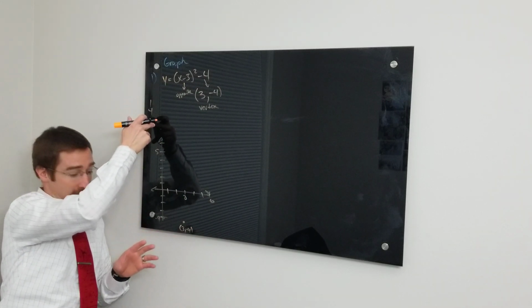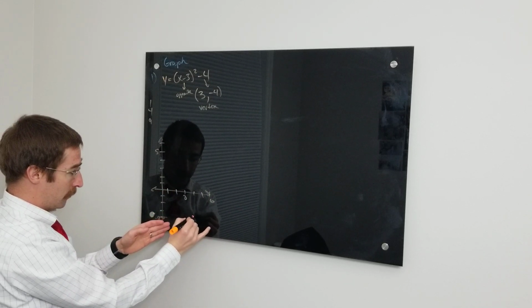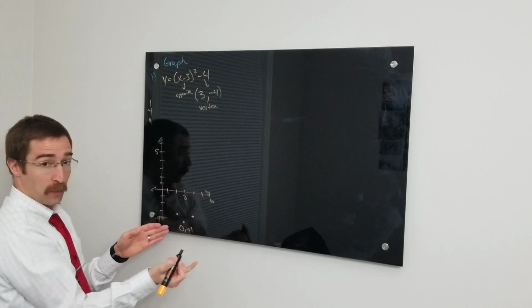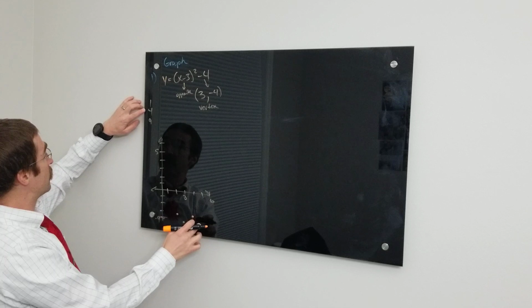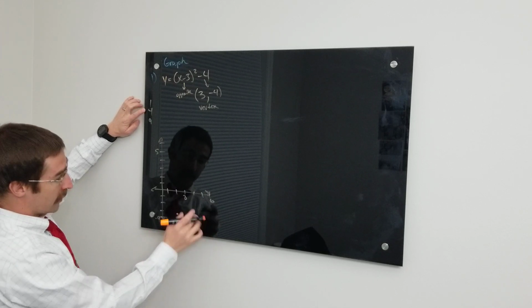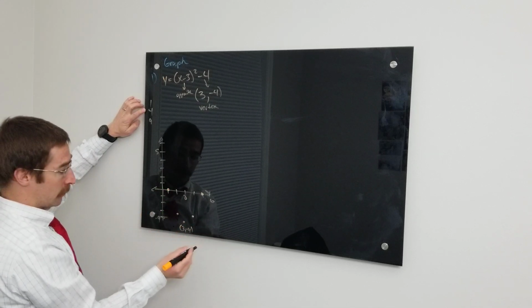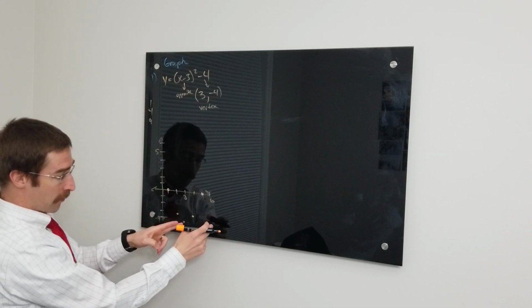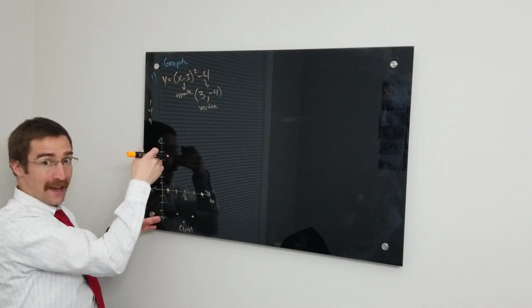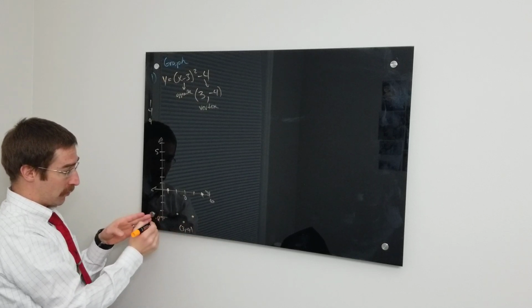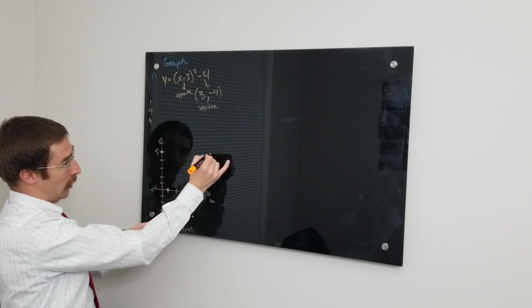Now from here, if I remember this 1, 4, 9, I can just go right 1 from the vertex, up 1. Left 1 from the vertex, up 1. I'm going to go right 2 from the vertex, and I'm going to go up 4. Left 2, up 4. And then I'm going to go right 3 from the vertex, and I'm going to go up 9. So from negative 4 plus 9, we get 5. So I'm going to go left 3, up 9, right 3, up 9.